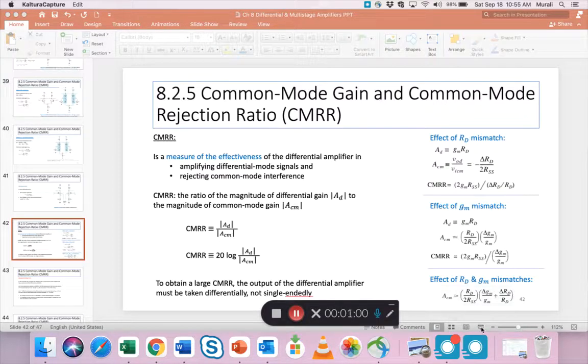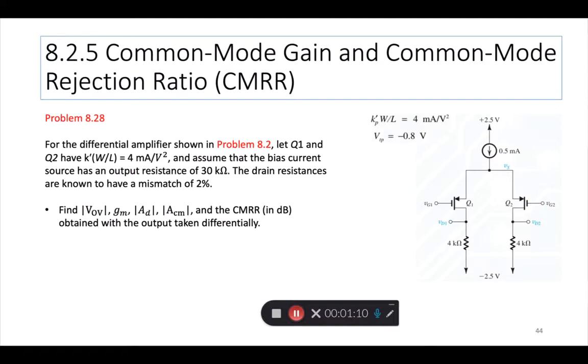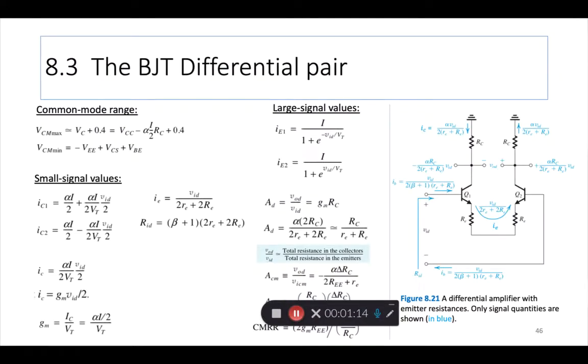I have some problems that we'll get to later. One more topic is on the BJT differential pair. Now we have seen 8.3 before, where I walked you through some of the basics of the BJT differential pair.